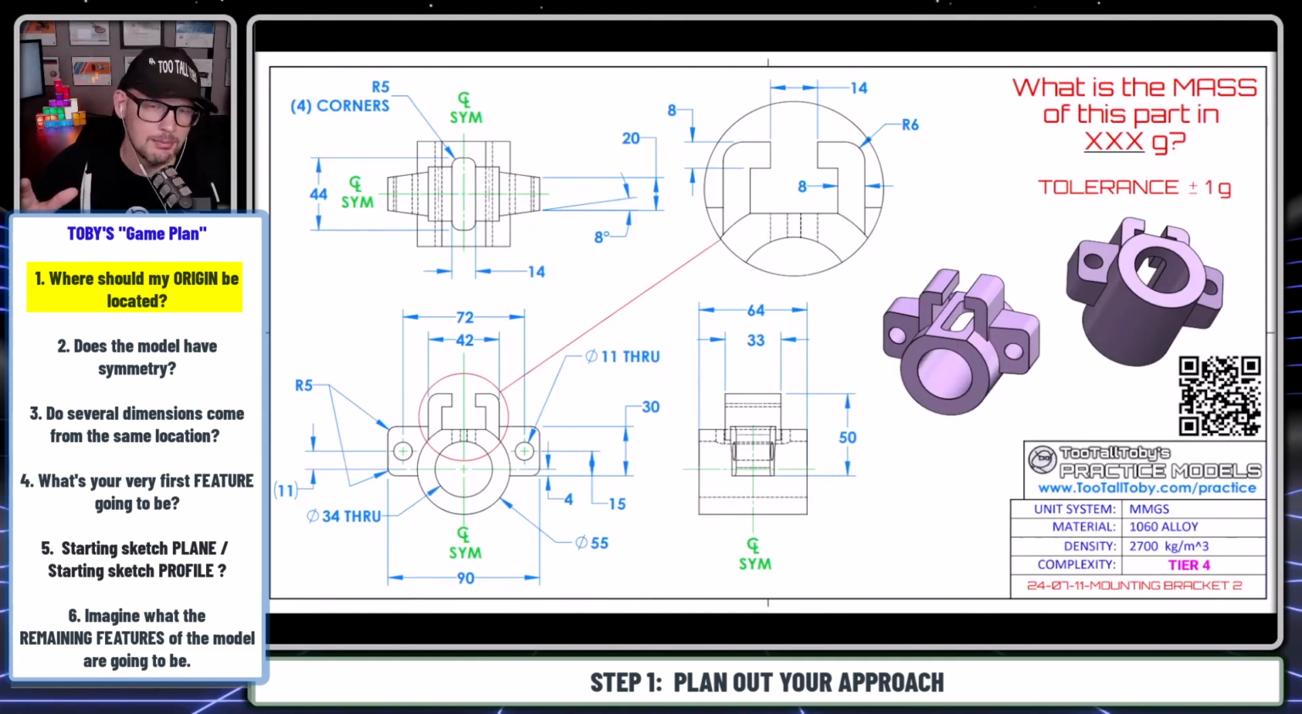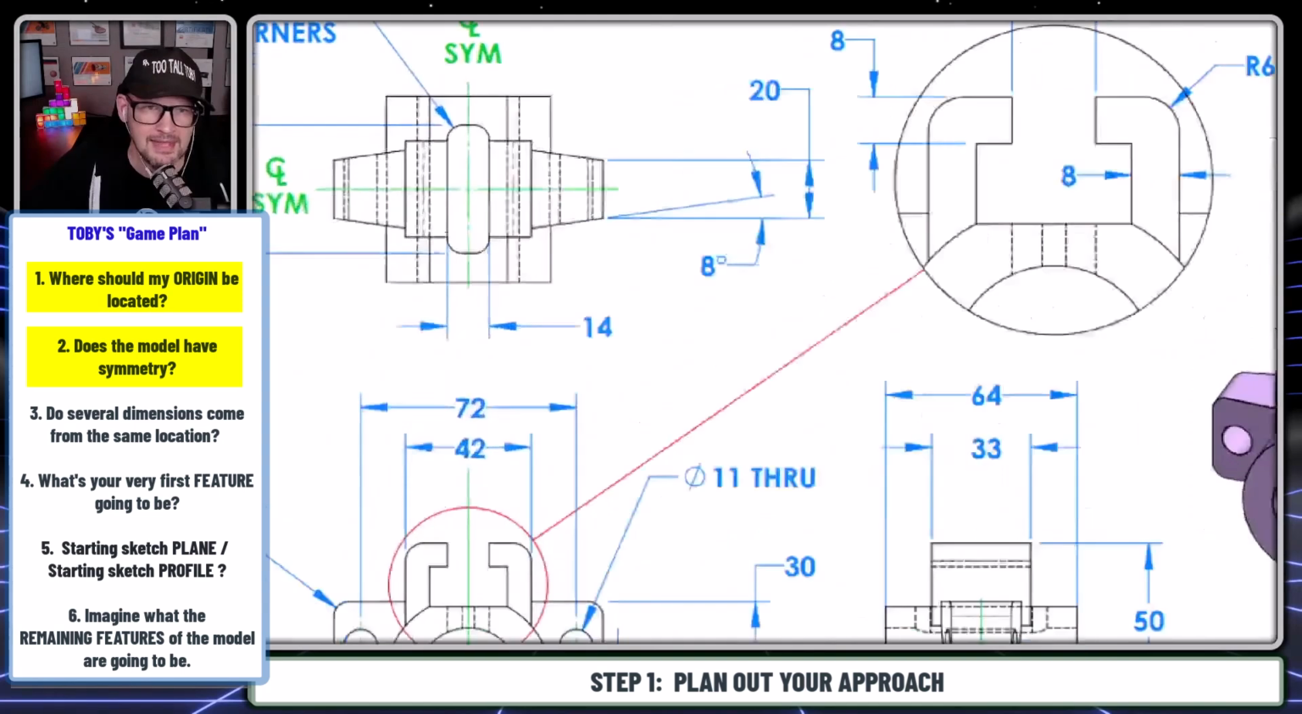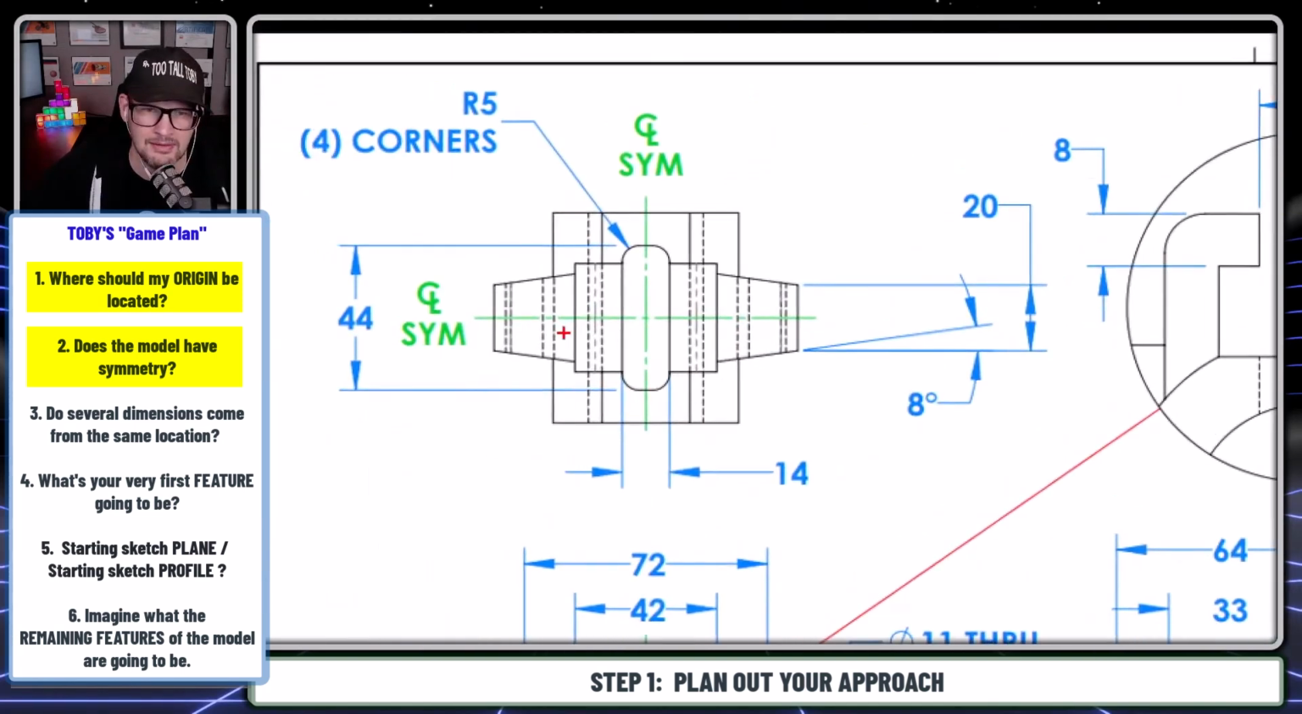Now, in order to determine this, you have to ask yourself things like, is the model symmetric? And in the case of this model, yes, the model is symmetric. It's symmetric in two directions. So you can see that the model is symmetric in this direction and symmetric in this direction. So that tells me the origin is probably going to be right here.